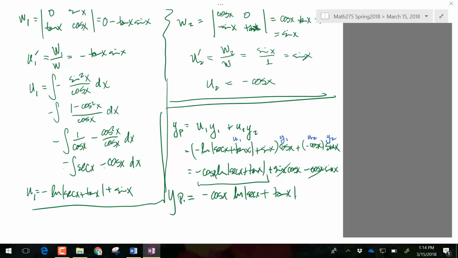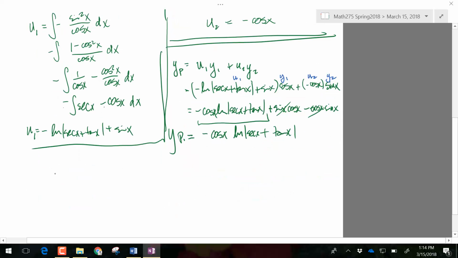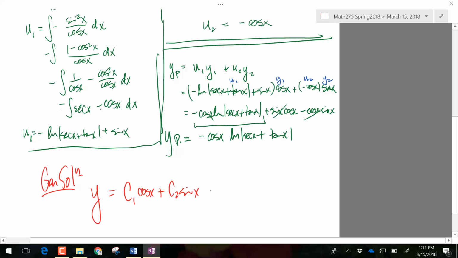And then to wrap it all up, our general solution for the original differential equation is going to have those arbitrary constants: C1 times cosine x plus C2 times sine x. That's the solution to the homogeneous part. And then you have your y sub p, and that's minus cosine x ln of secant x plus tan x. Here we go. All right. Any questions?